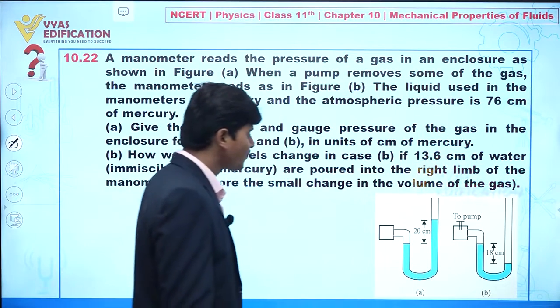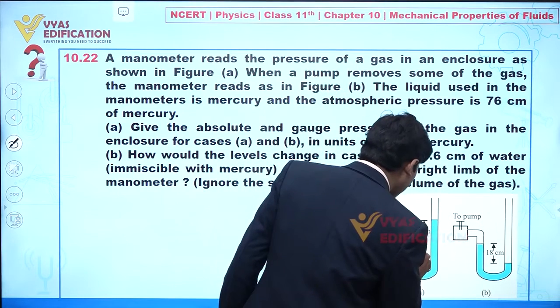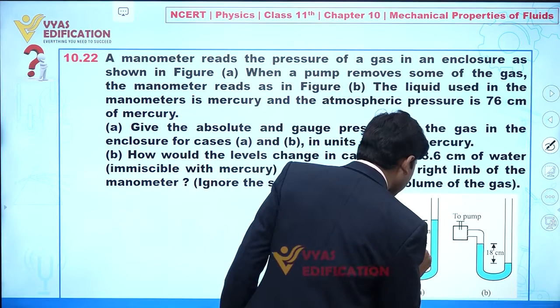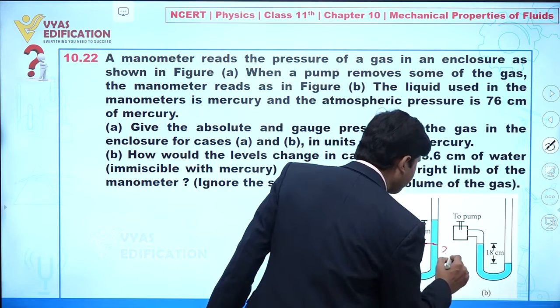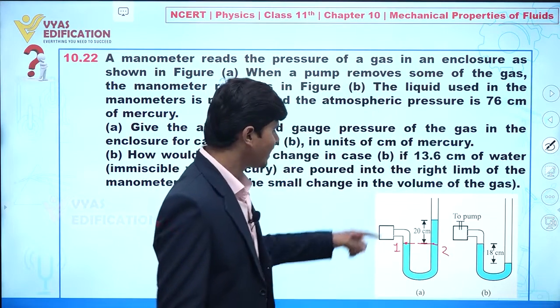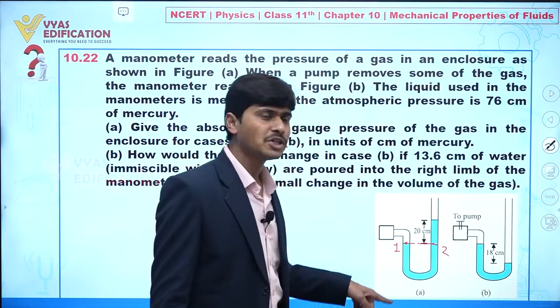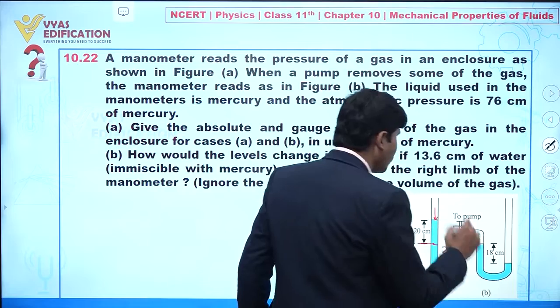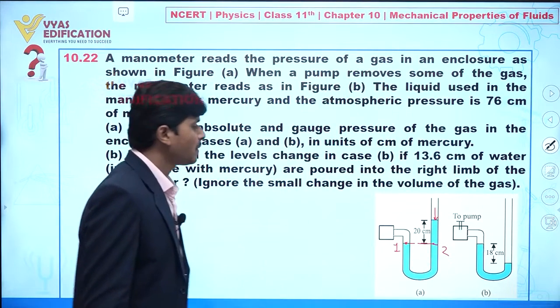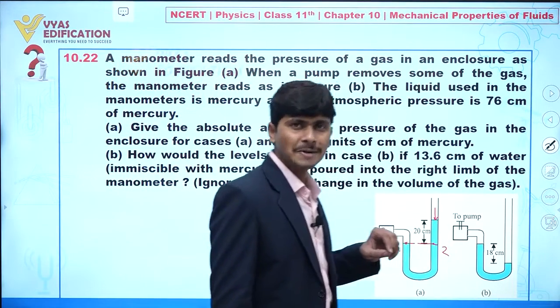Now listen carefully. From here you can see, if you consider these points, let's suppose this is one point and this is another point, and both are at the same level. So definitely at point 1 we have more pressure compared to this point. And you know very well that the pressure at 1 and 2 should be the same.